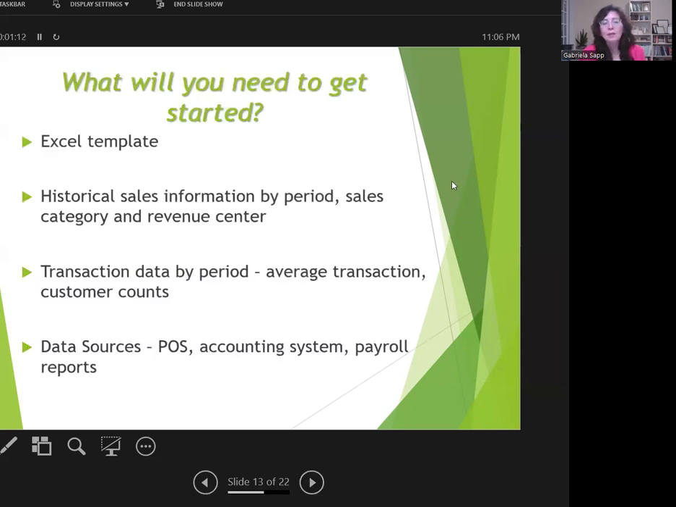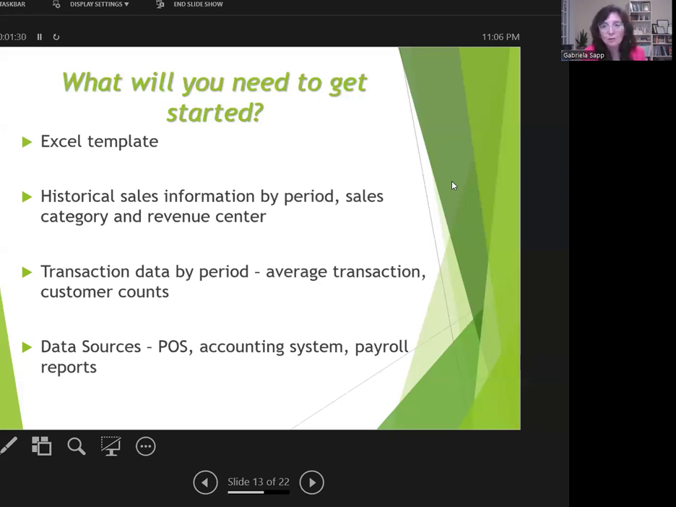What do you need to get started? You need an Excel template, or you can use Google Sheets. You also need historical sales information by period, sales categories, and revenue centers. Transaction data by period, average transaction, customer counts.